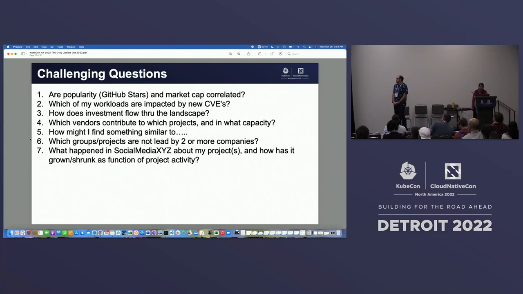So you wanted to dig into these. Okay. These are some challenging questions that are hard to answer. I don't have time to go through all of them, but some of them are a little cheeky but real, right? For example, are GitHub stars and popularity and market cap actually correlated?